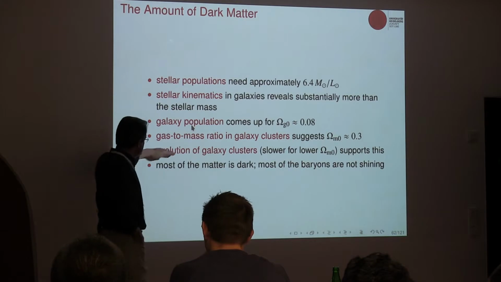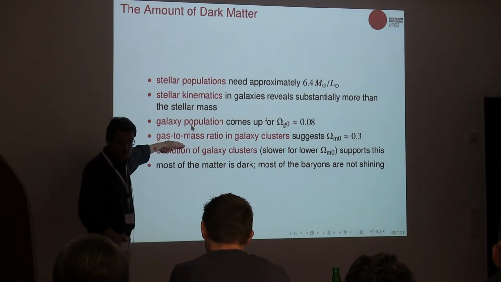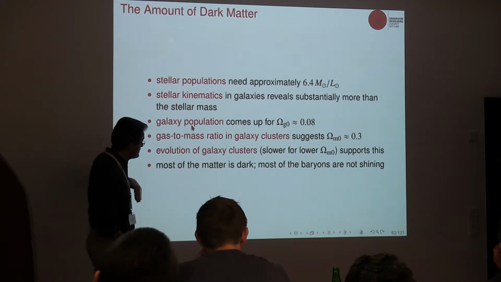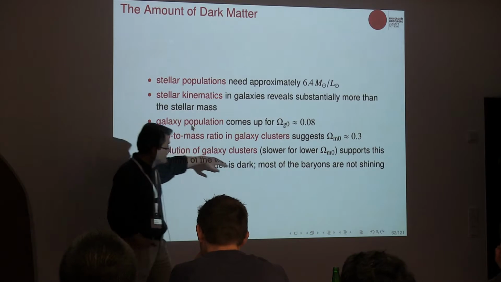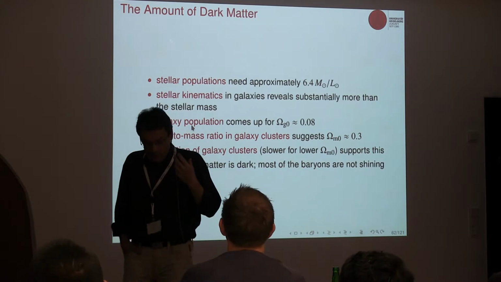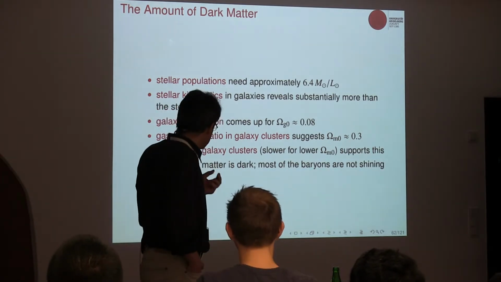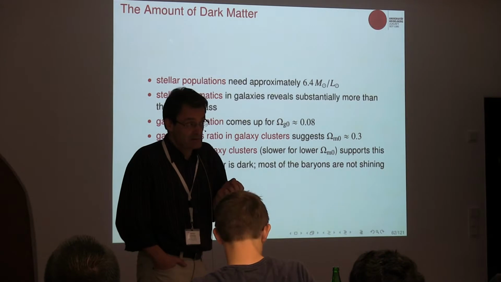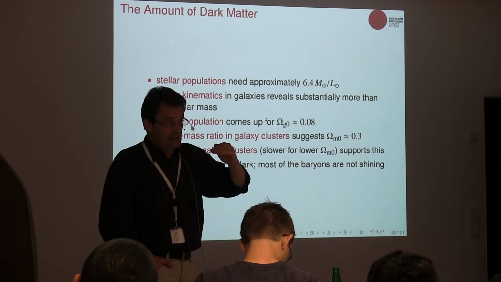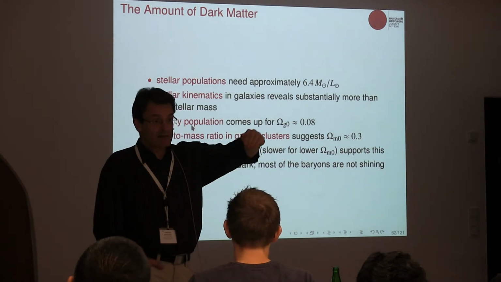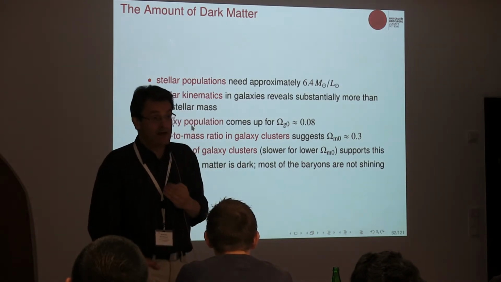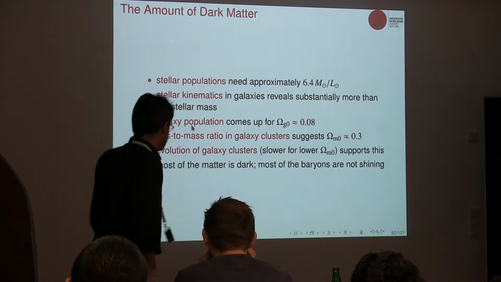If you do, however, the same kind of estimate with galaxy clusters, which are the next largest objects on the cosmic hierarchy, so to speak, then you find that it's not true to say that they contribute 30% of the mass. But in the galaxy clusters, the ratio between ordinary mass and dark mass is such that if you extrapolate this to the whole universe, you end up with about 30% of the critical density.